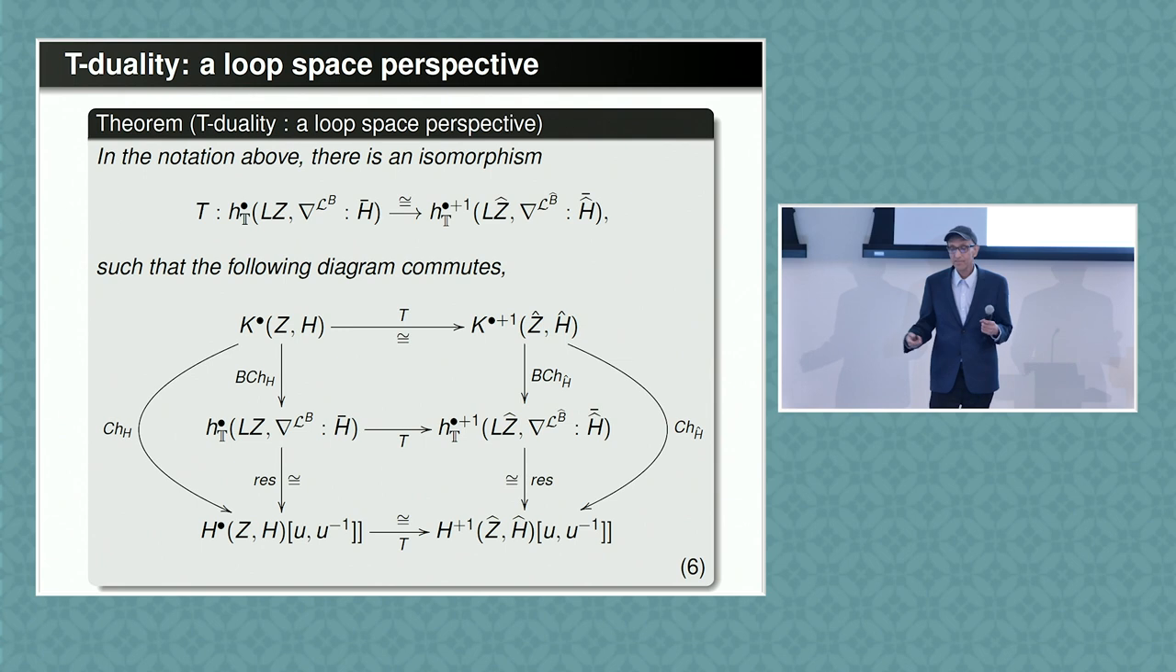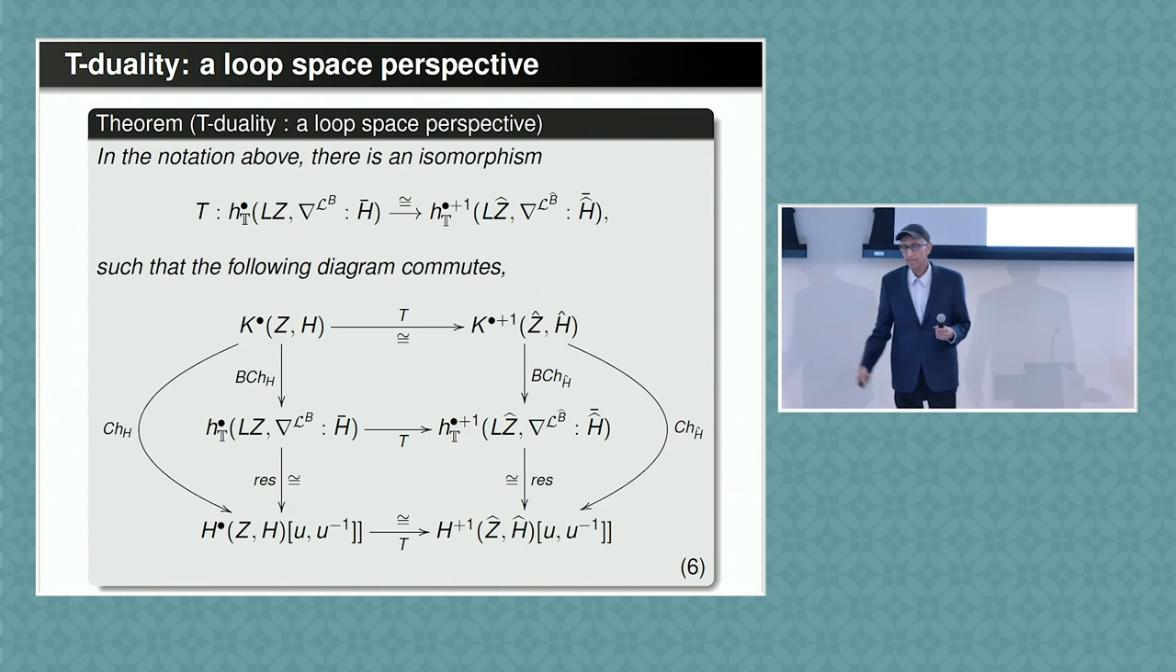It's well defined, but only on the level of cohomology. Usually, T-duality can be defined on the level of forms, but we can't do it on the level of forms because of the infinite dimensionality of the space. So this is the result, and finally, it's compatible with the Chern character going from here to here. This diagram commutes, and this is in that paper in CMP in 2015.